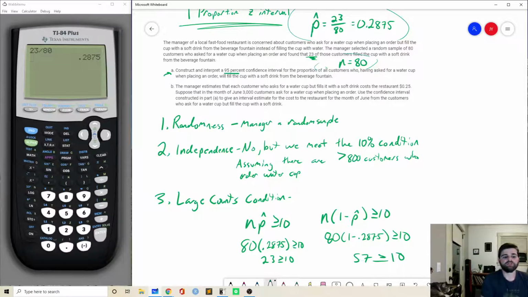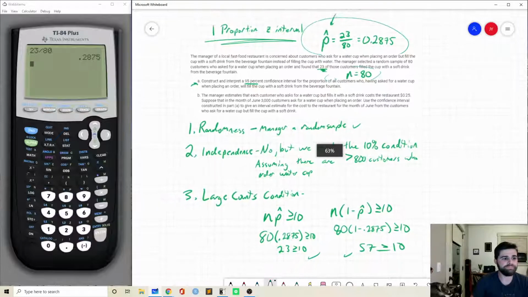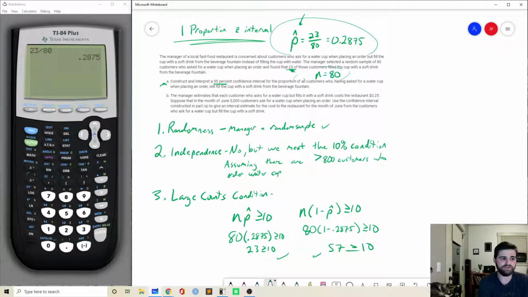Right. Cool. So large counts condition is met, so we have a normal sampling distribution. Independence is met, so we're going to be able to calculate the standard error. And we have randomness, which means that this sample is going to be representative of the population. So whatever we find about the sample, we can use that to understand the population. So all three of these conditions should be checked before you start a confidence interval. And actually, you can get away with not doing this one, but we'll talk about that in a second. Just rule of thumb, always do all three.